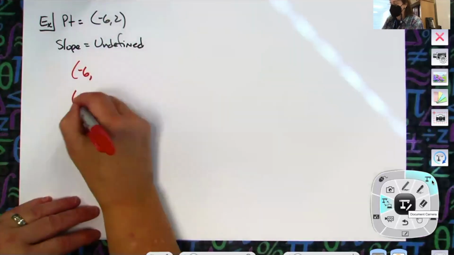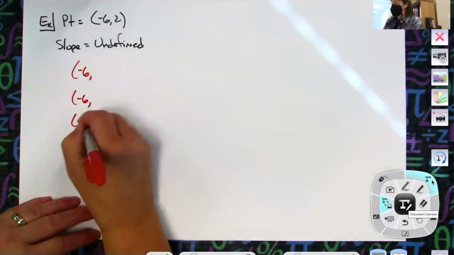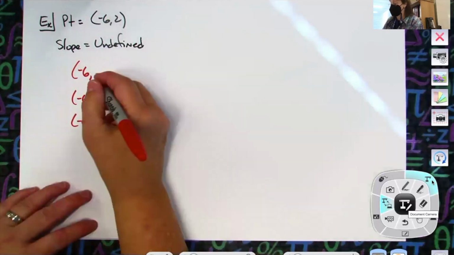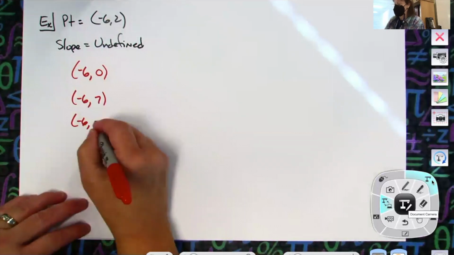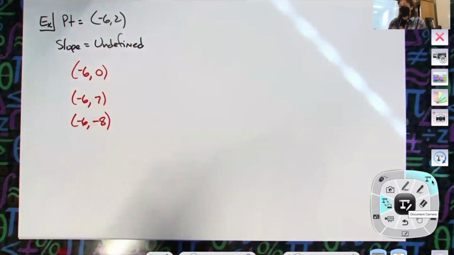So then, if I'm trying to come up with it, I know I'm going to have -6, and then just pick random numbers. It really wouldn't make any difference. You could throw a 0 in, you could throw a 7 in, you could throw a -8 in, because of what the line is.